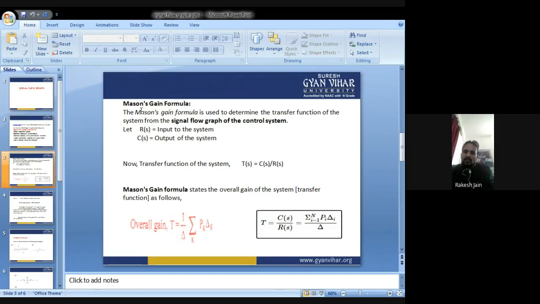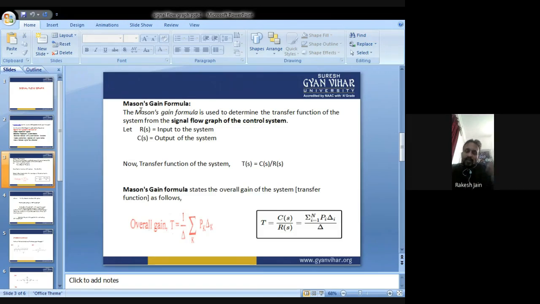As you see, in any branch of a signal flow graph, a value is written over the branch along with the direction. That value is the gain of that branch. So in the forward path, there are a number of branches from the input side till you reach the destination, the output side.